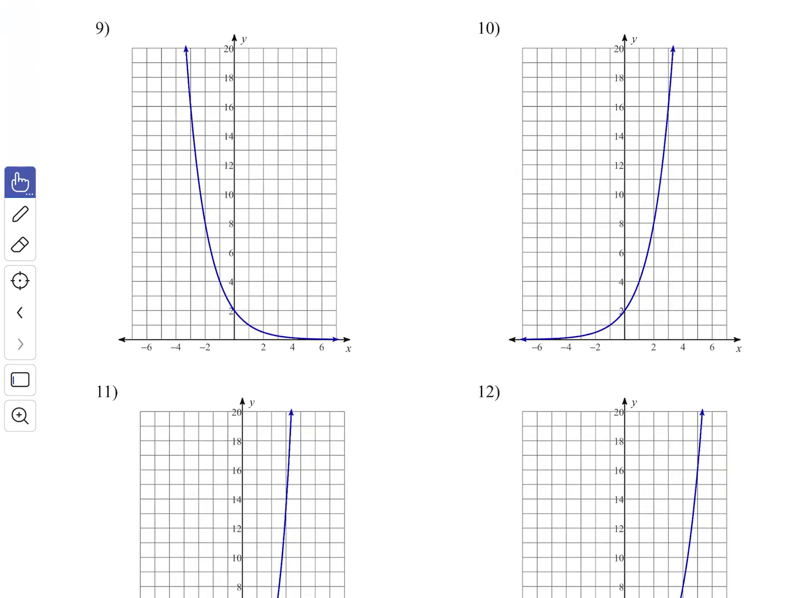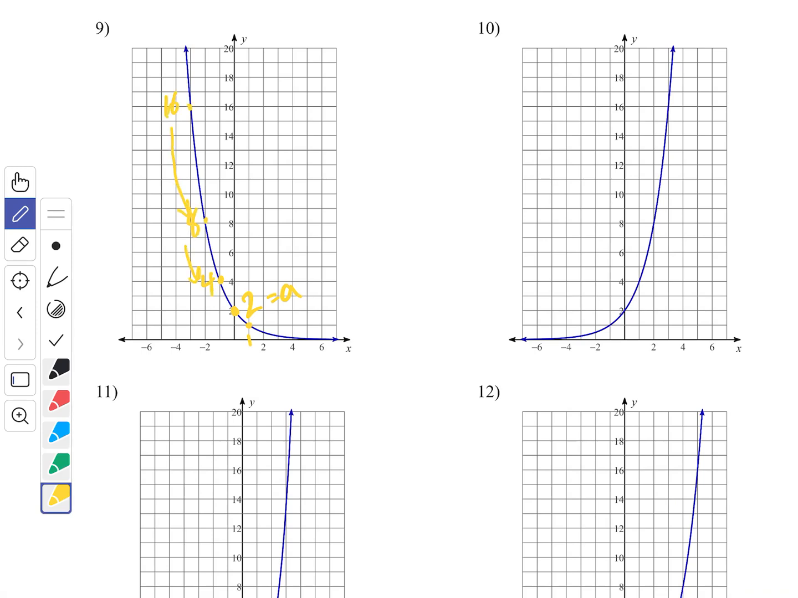Okay, 9 and 10. Number 9, we are starting at 2, so that's our a. And we're going down to 1, to 4, to 8. So 16, 8, 4 to 2 to 1. Definitely dividing by 2 or timesing by a half. It's our b. So y equals 2 times 1/2 to the x, or y equals 2 divided by 2 to the x.